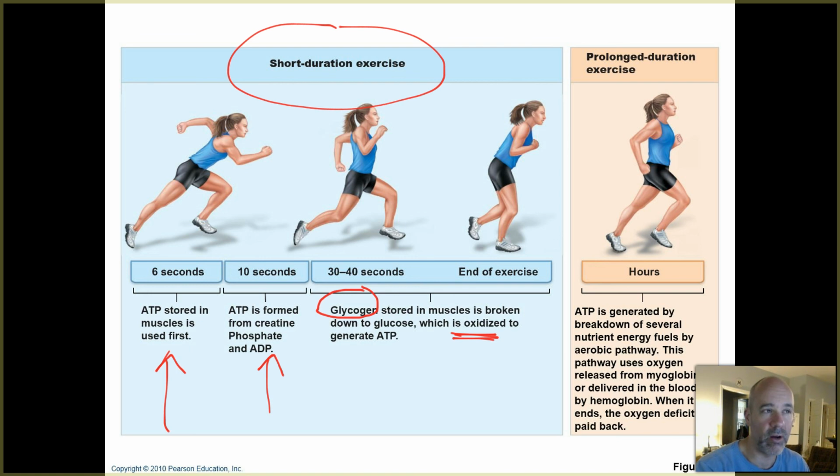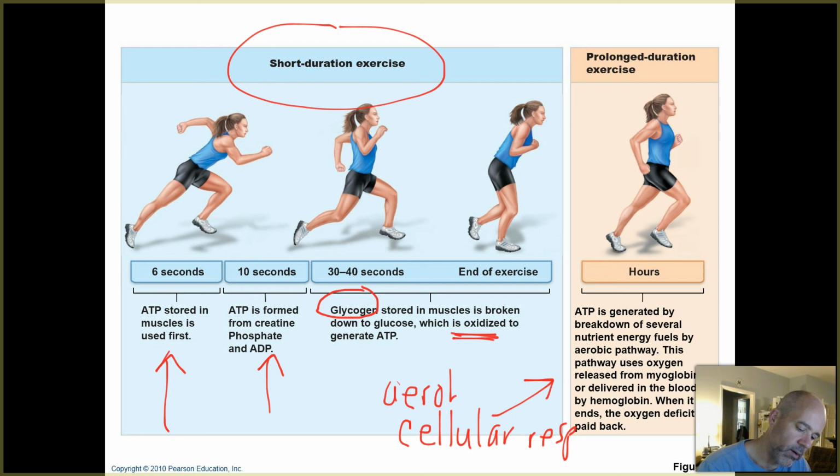Now, what about long duration exercise? You're going to have to keep running cellular respiration over and over again. You've got to keep making ATP. So for long duration exercise, like if you're running several miles or a marathon, something like that, you got to keep doing aerobic cellular respiration to help you generate more and more ATP.